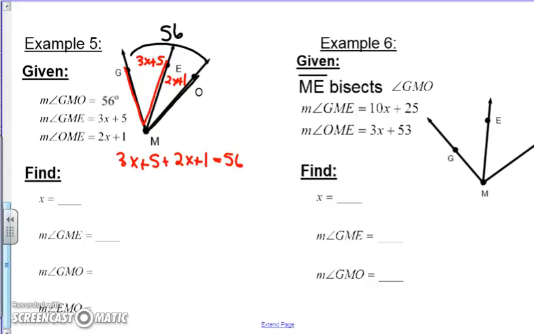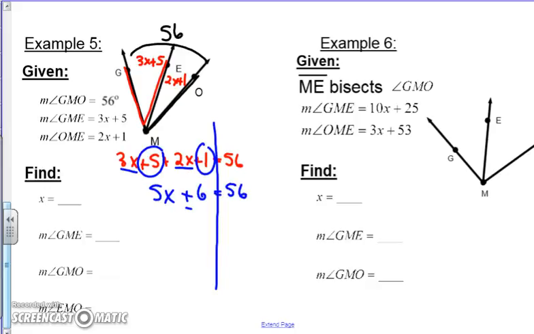So now tell me, what would I do first? Put the variables together. Good, like terms, right? So 2x and 3x is 5x. Plus 5 and plus 1 gives me plus 6. That's equal to 56. Now what? Good, I'm going to subtract 6 from both sides. That gives me 50. Now what? Good, divide by 5. So that tells me that x equals 10.